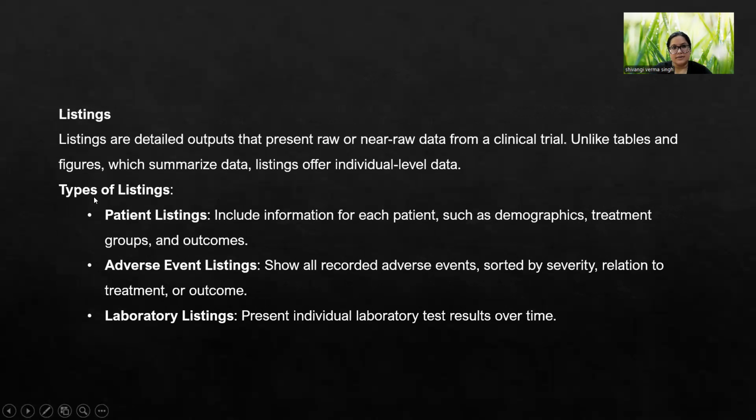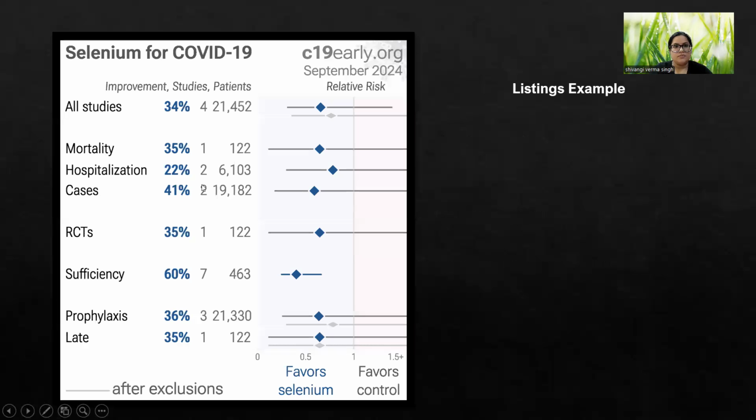So then last is the listing. Listings are detailed outputs that present raw or near raw data from the clinical trials. Unlike tables and figures, which summarize data, listings offer individual level data. There can be various types of listings. Patient listings give information for each subject such as demographics, treatment groups, and outcome. Adverse event listings show all records of adverse events sorted by severity, relationship to treatment, or outcome. Laboratory listings present individual lab test results over time. So this is an example of a listing.